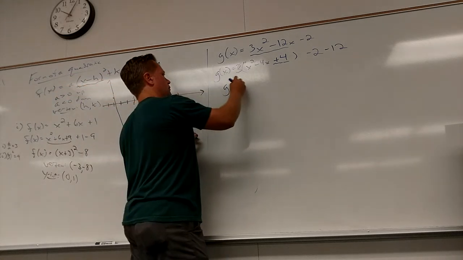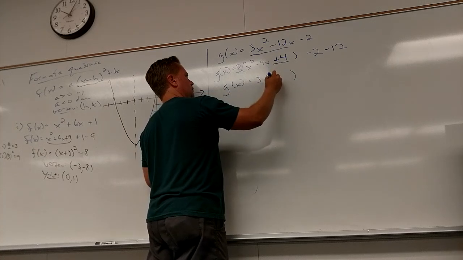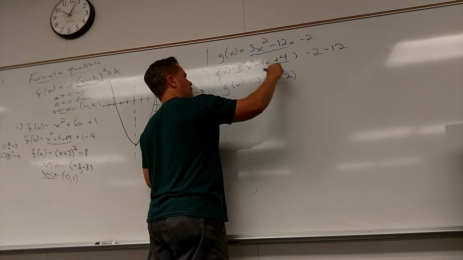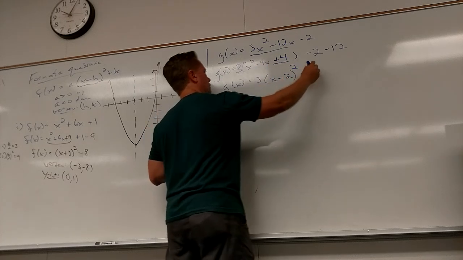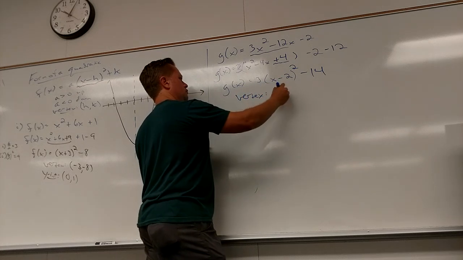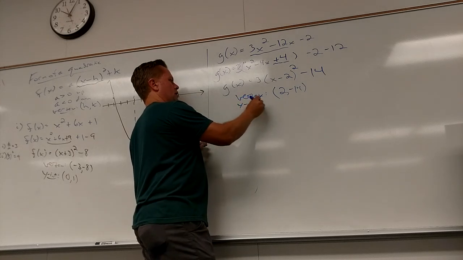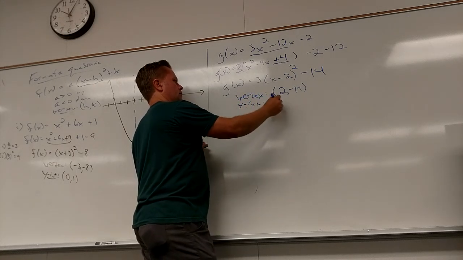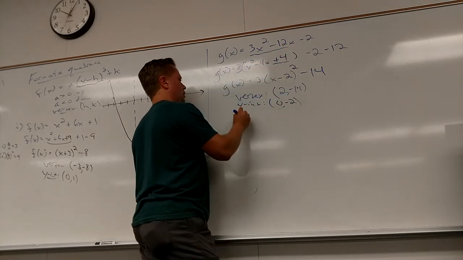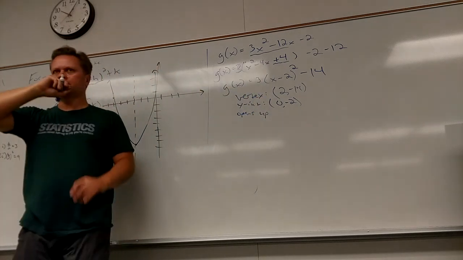So then I get 3, how's this factor? X -2. Yeah, because the first step was half of -4 is -2. So the vertex is where? 2, -14. The y-intercept is? 0, -2, I like it. And it opens up, because it's +3.